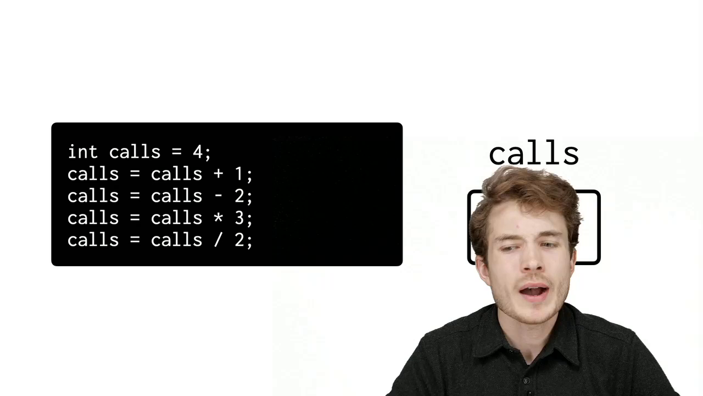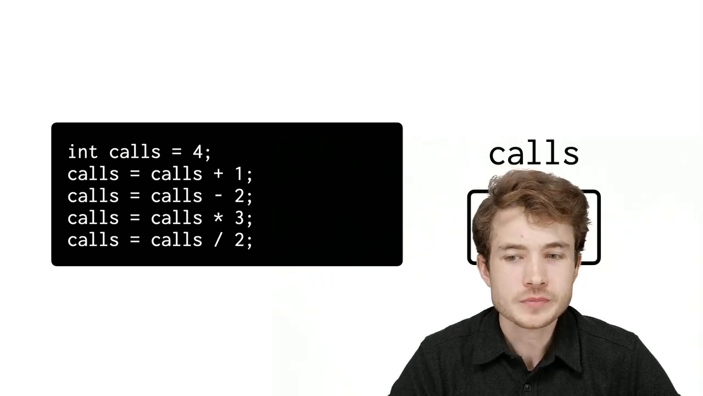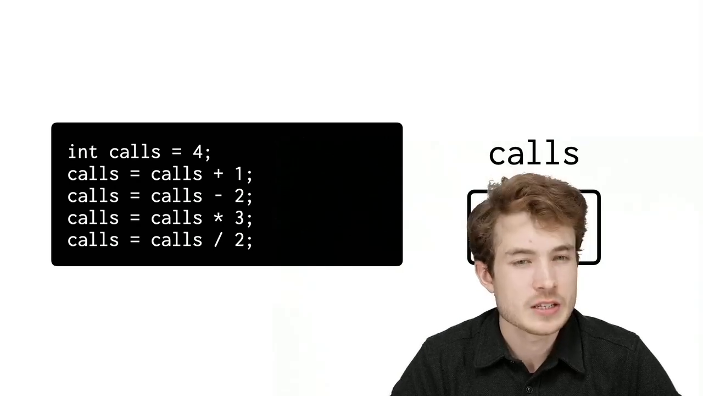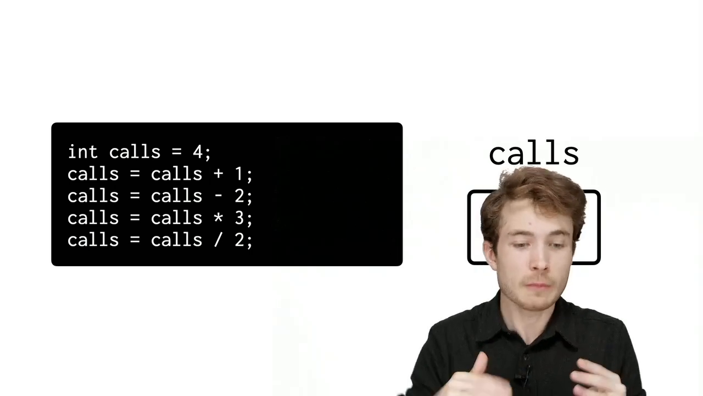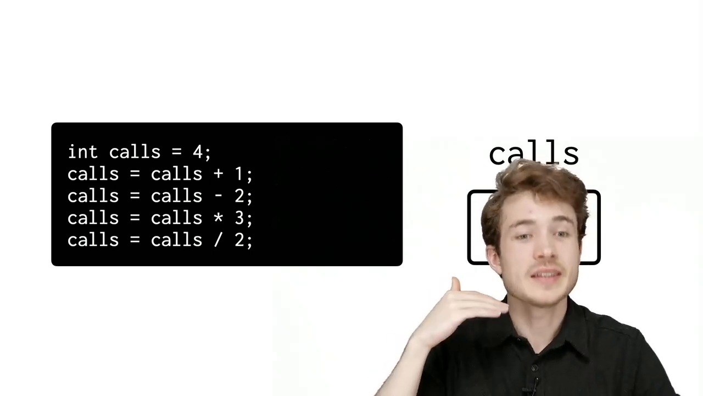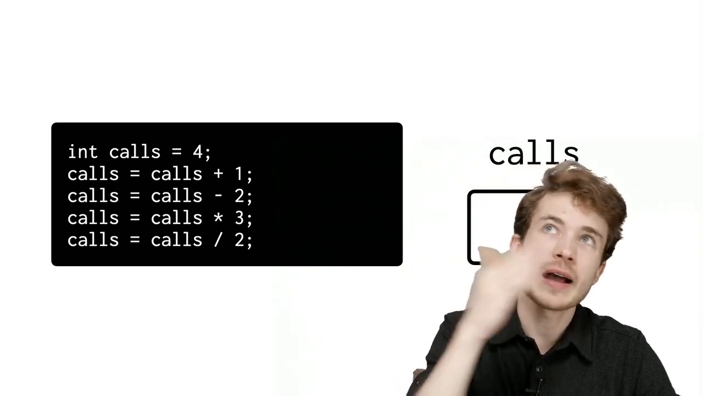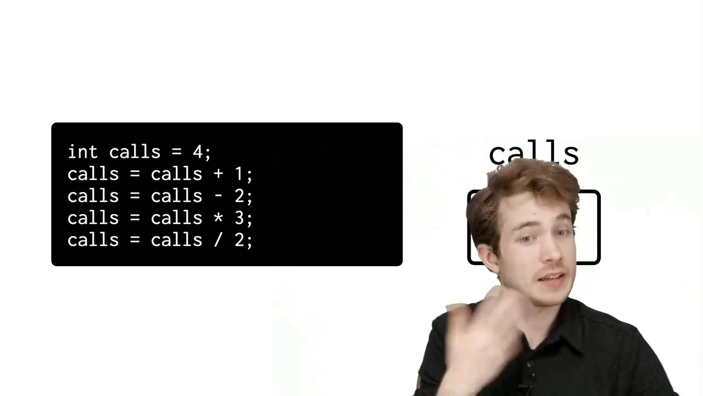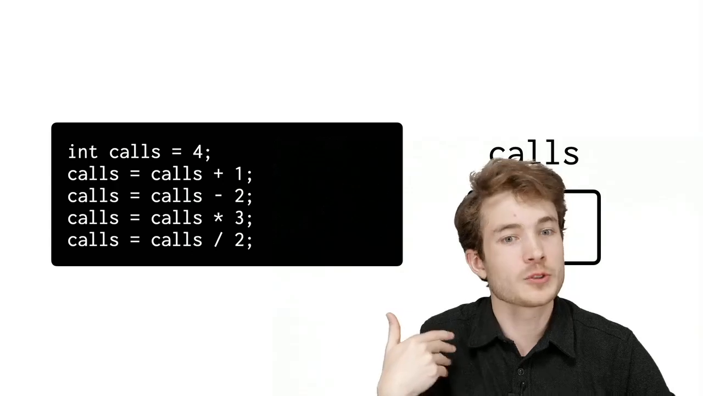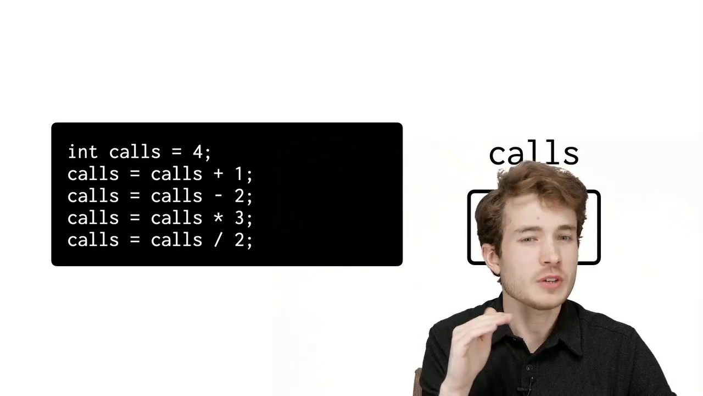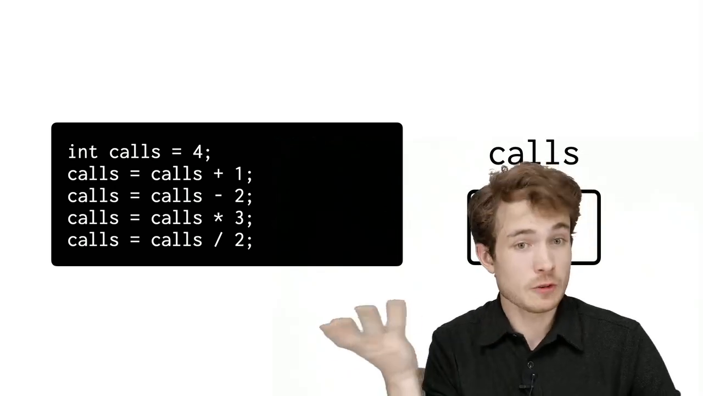And I'm curious, why do you think it will be 4? I'm seeing somebody saying that it's 4 because we're storing an integer. And you're correct. So calls here, up front, we said calls is going to be an integer. That is a whole number. And if we take 9 and divide it by 2, we get this decimal number, 4.5, also called a floating point number. But because calls is strictly an integer, it can't store 4.5.